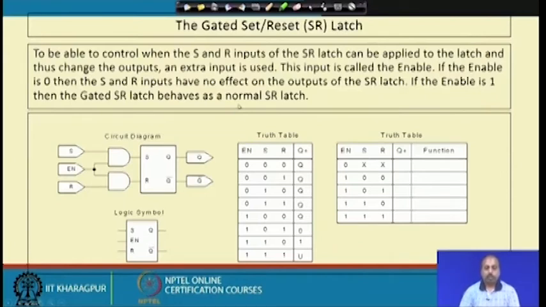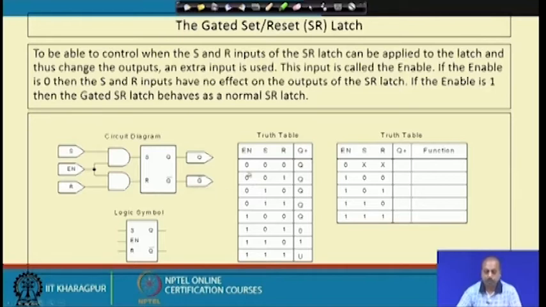So, we can think about some enable signal. They are known as gated SR latches. To be able to control when the S and R inputs of the SR latch can be applied to the latch and thus change the outputs, an extra input is used. This is the enable signal. If the enable is equal to 0, then these AND gates are getting 0.